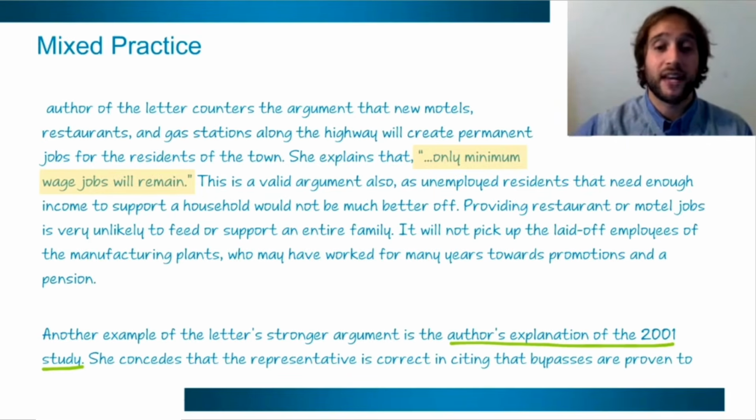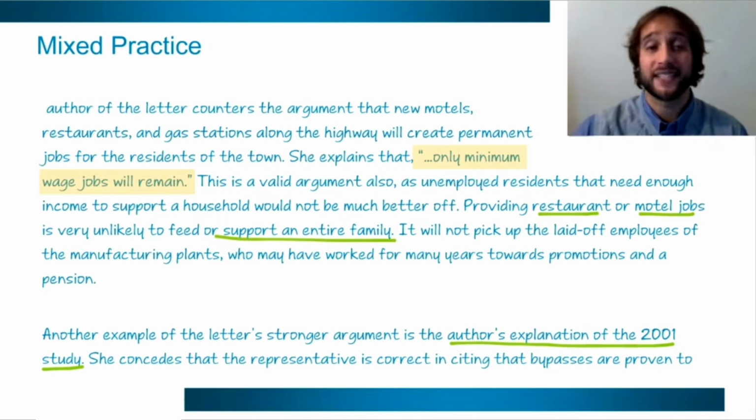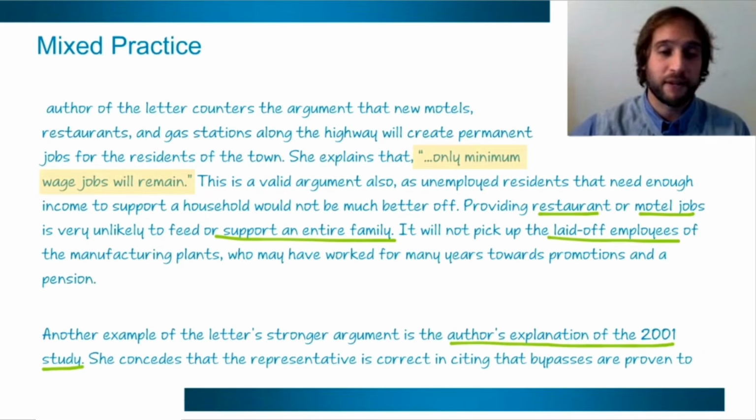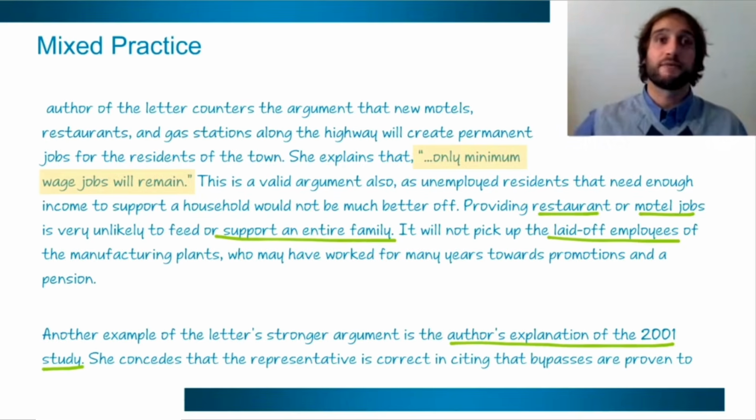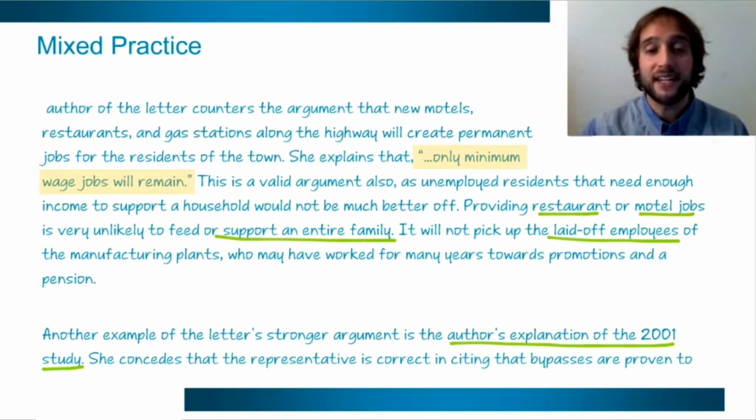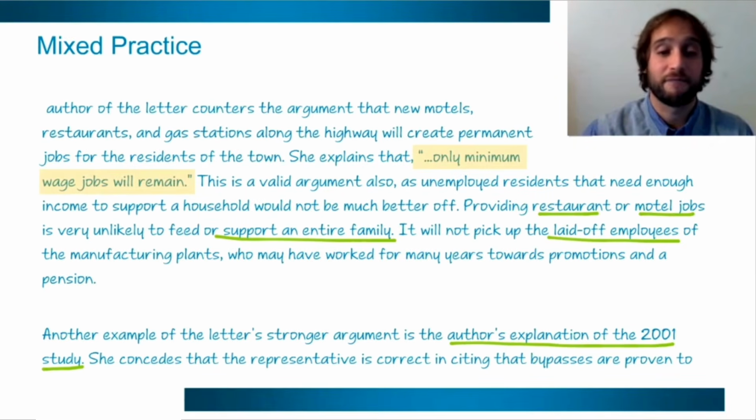Of course, it goes on to say, hey, even the restaurant and motel jobs that come are unlikely to be enough support for a family, right? It's not the same as the manufacturing jobs. And then we finish with the same idea that the people who were laid off from the manufacturing plants could have been in a much different situation, a much different skill set, a much different scenario in terms of the income that they need. So all those facts undermine Representative Wall's argument that this would be beneficial and definitely provide support for the author of passage 2.